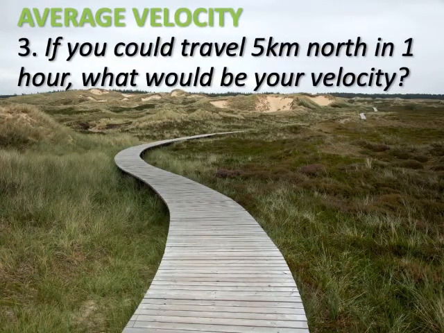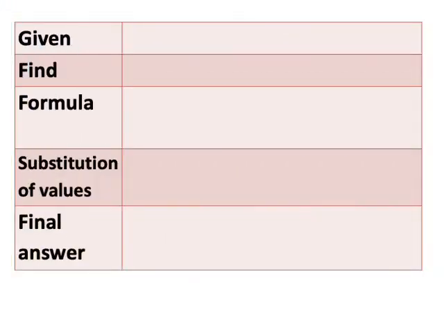Let's take an example for average velocity. If you could travel 5 kilometers in 1 hour, what would be your velocity? The first thing that we're going to do to solve the problem is to identify the given. We know that the displacement is 5 kilometers north and the time taken is 1 hour. And we are asked for the average velocity.